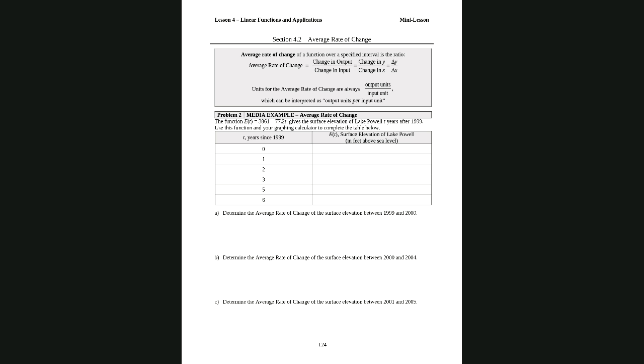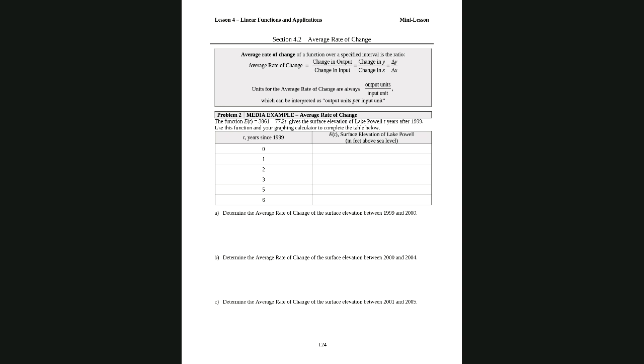So the average rate of change of a function over a specified interval is the ratio. What ratio is it? Change in output over change in input, and that is the same as the slope. Change in output divided by change in input. Change in y divided by change in x.